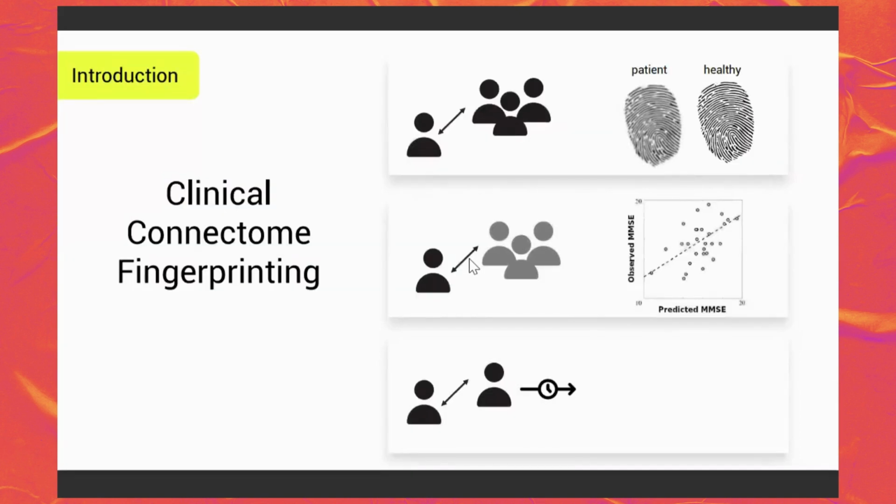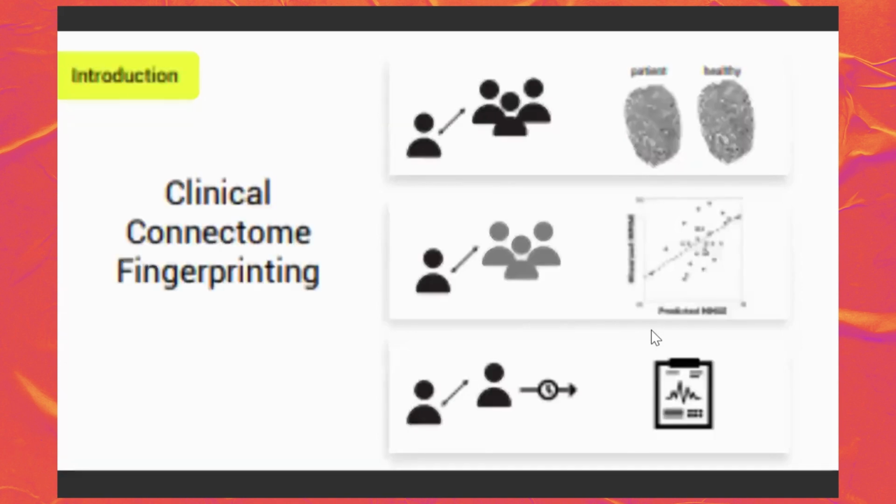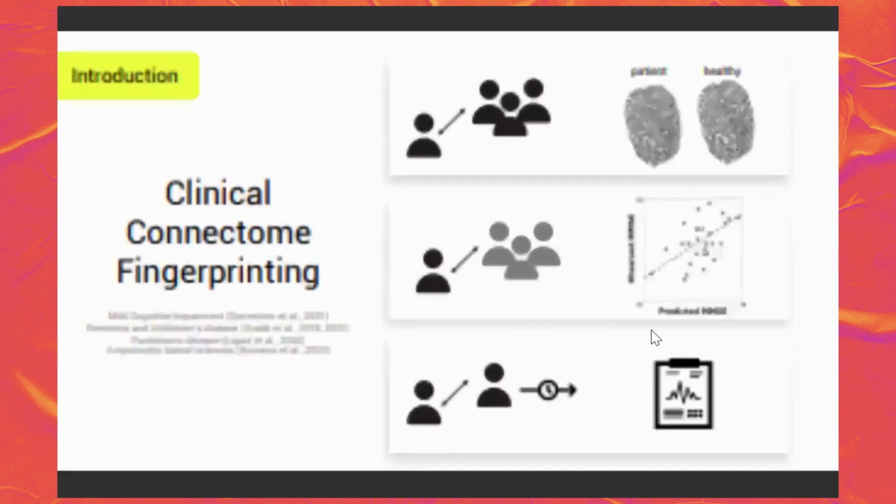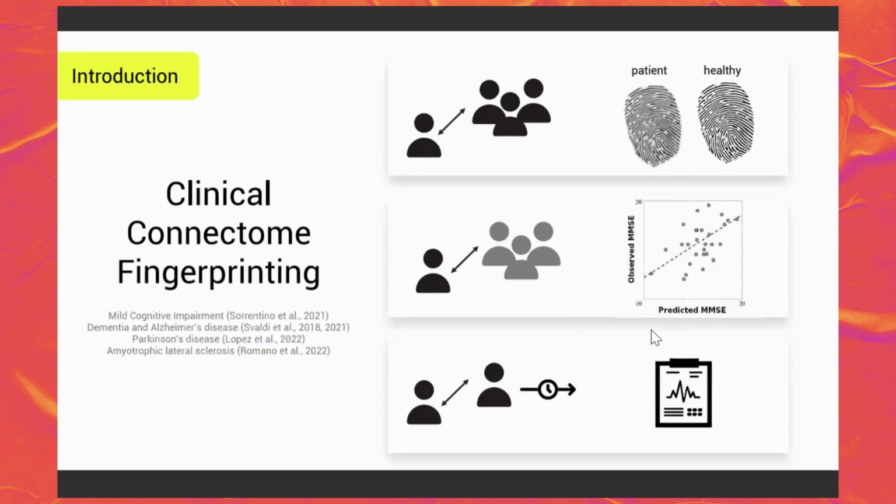And then the similarity or dissimilarity of each patient's functional connectivity profile to the group average functional connectivity profile of a healthy population is able to predict the patient's cognitive outcome in clinical tests. So taken together, these results suggest that clinical connectome fingerprinting is a promising tool to predict patient cognitive outcome and plan a personalized treatment. But until now, it has been applied only to neurodegenerative disorders.